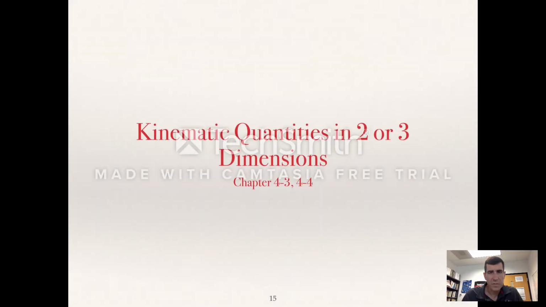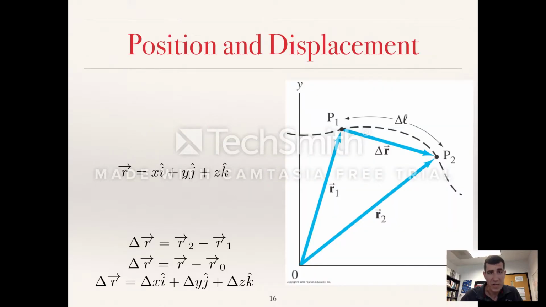Okay, so the first video for chapter 4 is going to be about the kinematic quantities in 2 and 3 dimensions. If you remember, we've talked about one-dimensional motion, so we know how to deal with things moving in a line. We've talked about vectors, which is how we're going to deal with 2 and 3-dimensional motion. Now we're going to get into the specifics of how we do kinematics, or how things move in 2 and 3 dimensions. So first off, position.